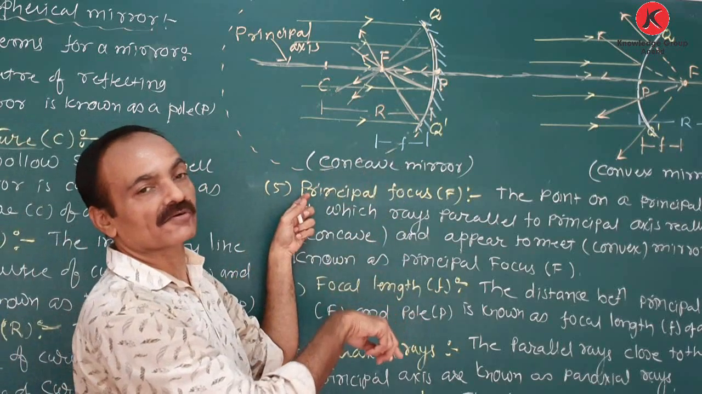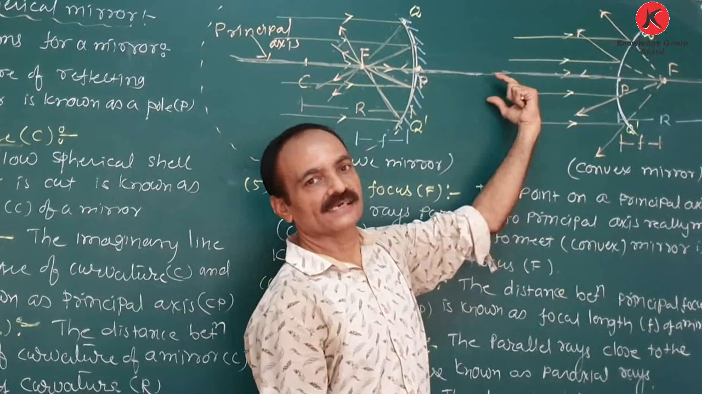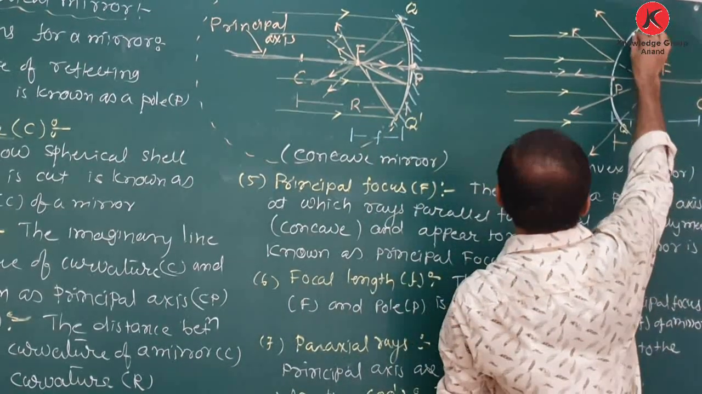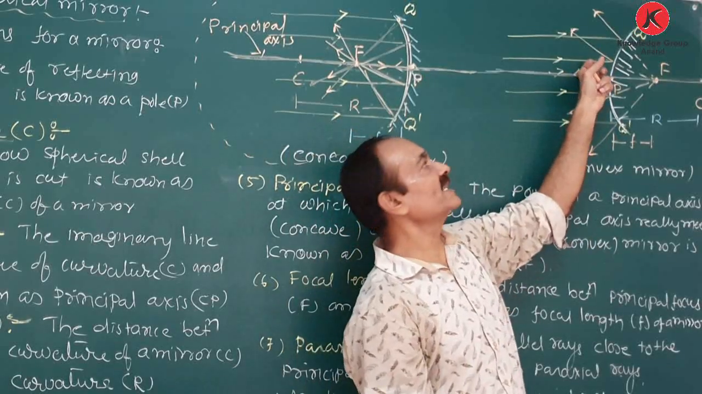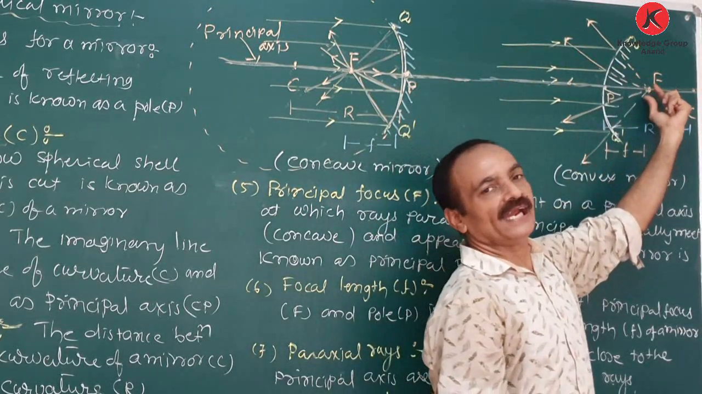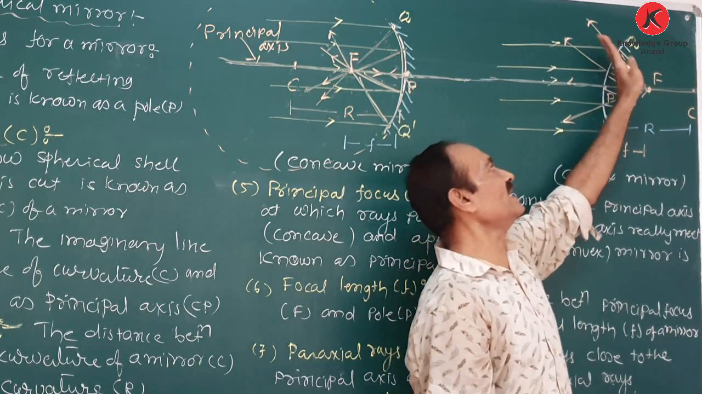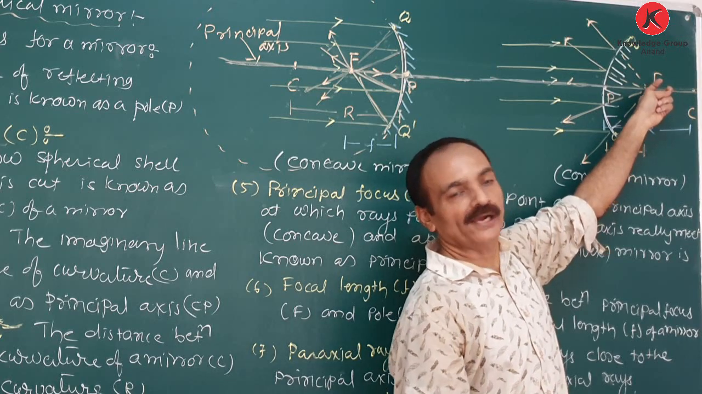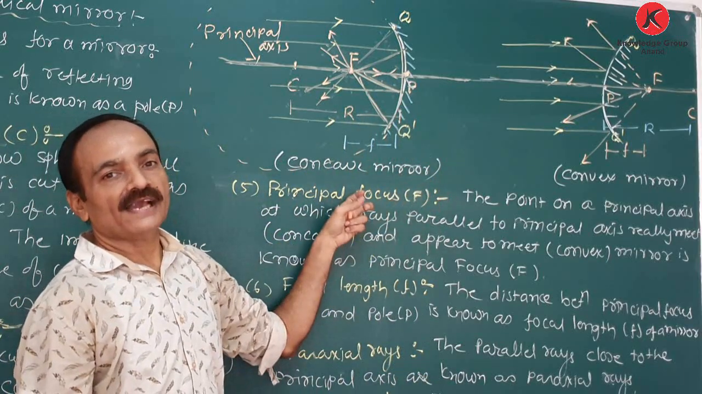While in case of the convex mirror, they do not really meet. When parallel rays are incident on a convex mirror, what happens? After the reflection, these rays diverge in the same medium. They do not meet at any point, but we know they appear to meet when we extend the reflected rays in the back direction. They appear to meet at a point, and this point is known as the principal focus in case of a convex mirror.